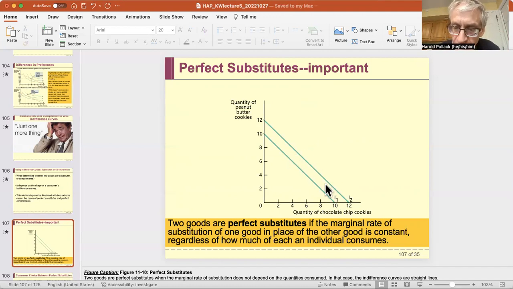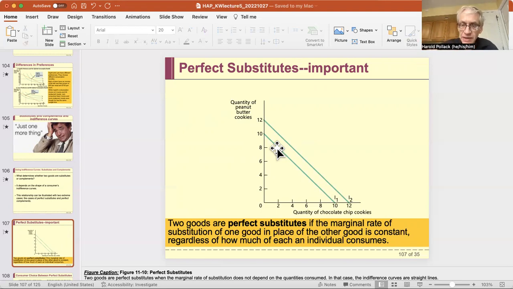You know, of course, I'm at a higher indifference curve if I can have 12 cookies, but the indifference curve is completely a straight line. That's what it means when things are substitutes. Now, it doesn't mean that the slope has to be -1. Suppose that the peanut butter cookies were half the size of the chocolate chip cookies, but they were otherwise, I didn't care which was which.